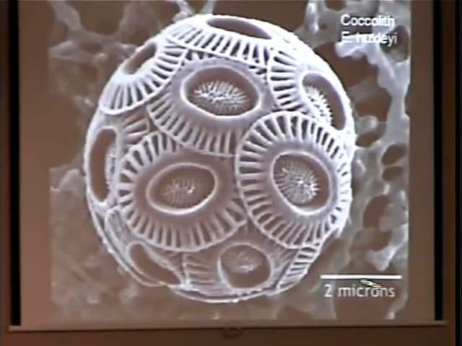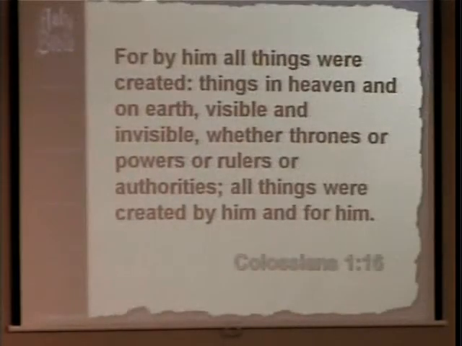That's what it looks like there. And again, look at the scale. So that's 2 microns, about 10 microns across, or 1/100th of a millimeter. Incredible. The Bible says who made these things. For by him all things were created, things in heaven and on earth, visible and invisible, whether thrones or powers or rulers or authorities, all things were created by him and for him.